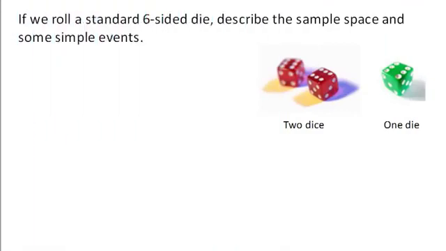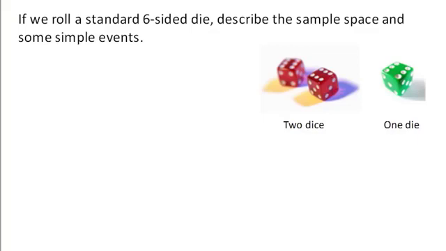So to start out probability, we need to talk about events. Simple events, compound events, and sample space. So the sample space is all the possible simple events, and a simple event is simply an outcome of an action or an experiment that can't be broken down any further.